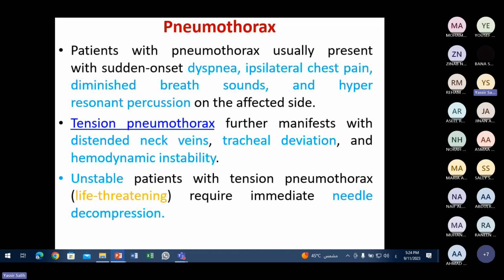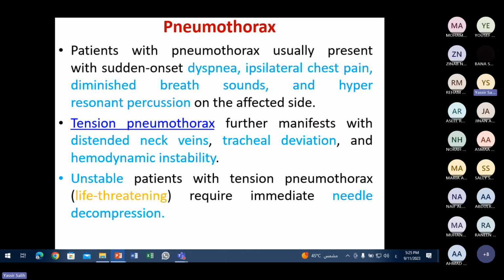Now, what did we finish with? That if there is increased opacification of one side, sometimes there is increased lucency, more hyperlucent, they call it hyperlucence of one side. As we said last time, we have a differential diagnosis. One of these differential diagnoses is pneumothorax. Pneumothorax is the condition characterized by accumulation of air within the pleural cavity.